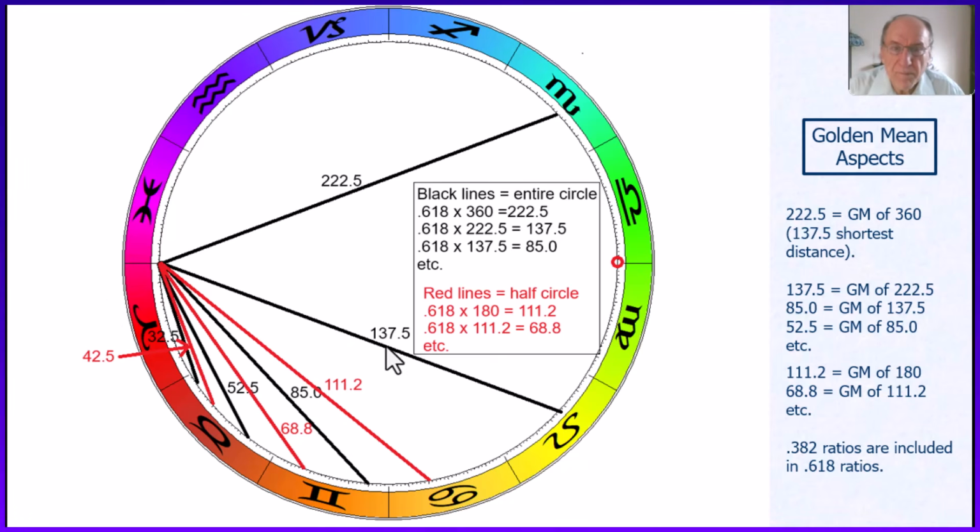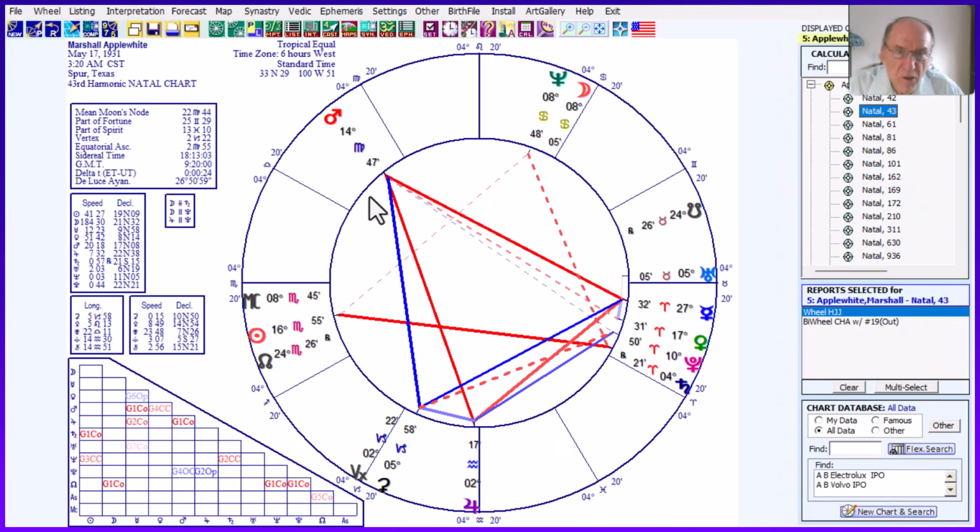And the 180 starts with a golden mean of 180, and that's the 111.2, 68.8, etc. So I use red. Let's go back to the wheel. Red, those are your main ones based on conjunctions. Blue are the ones based on oppositions.